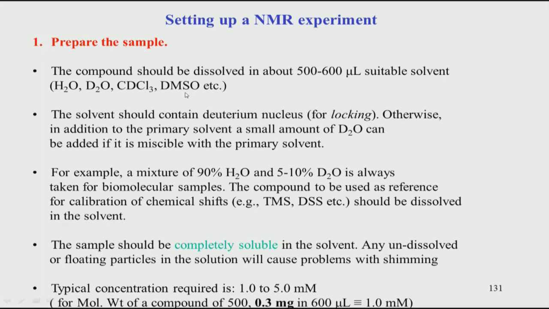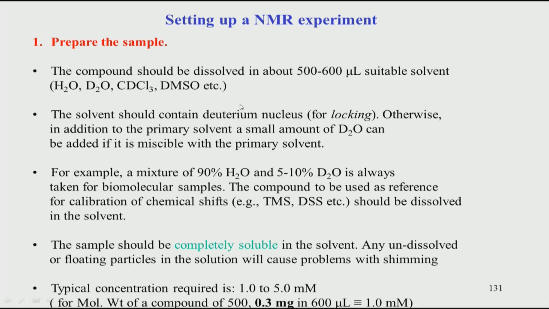Now, for organic compounds which are not soluble in water, you can use other solvents such as deuterated chloroform, CDCl3, which is the most popular solvent in organic chemistry, or you can use DMSO. DMSO is another organic solvent used for looking at molecules which are not soluble in water. Similarly, there are many other solvents like methanol, and it all depends on the type of experiment. One important point, which we will see a little later, is that it is important to have the deuterium nucleus in your sample.